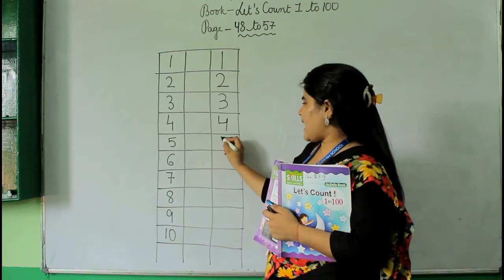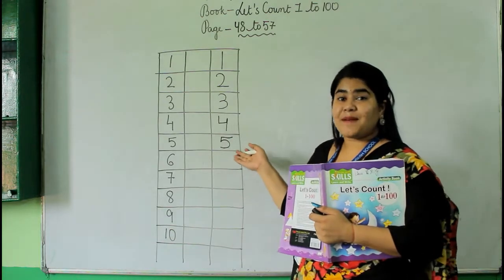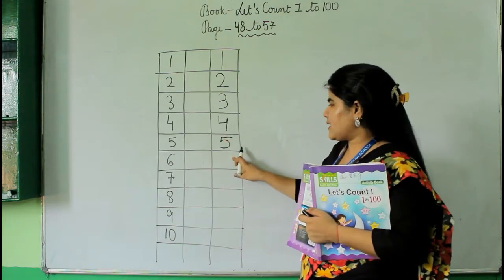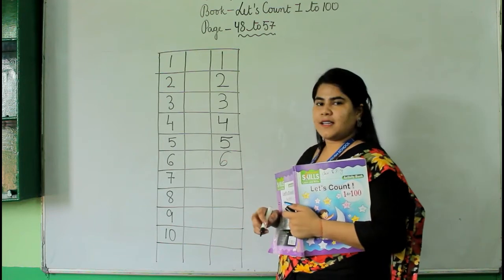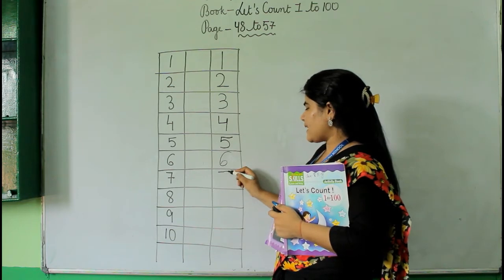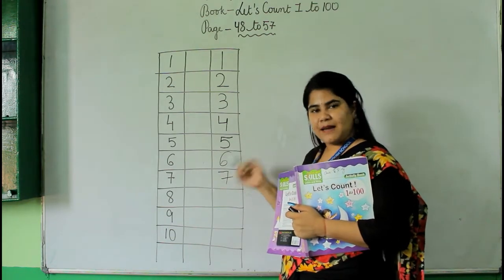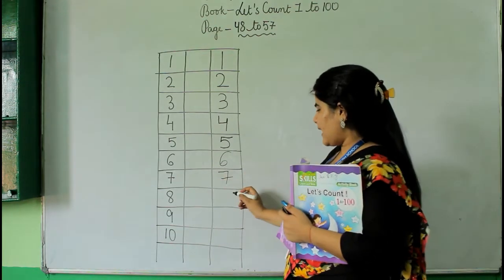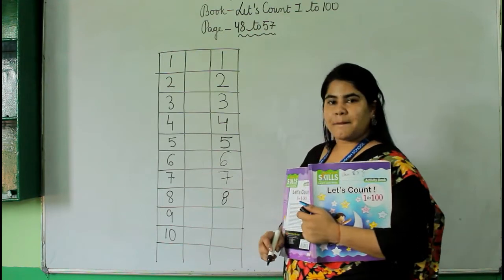For 5, a sleeping line, a standing line, and a half circle became 5. Now for 6, a half circle and a small circle became 6. Now for 7, a sleeping line, a standing line, and again a sleeping line became 7. Now for 8, one circle and one circle became 8.